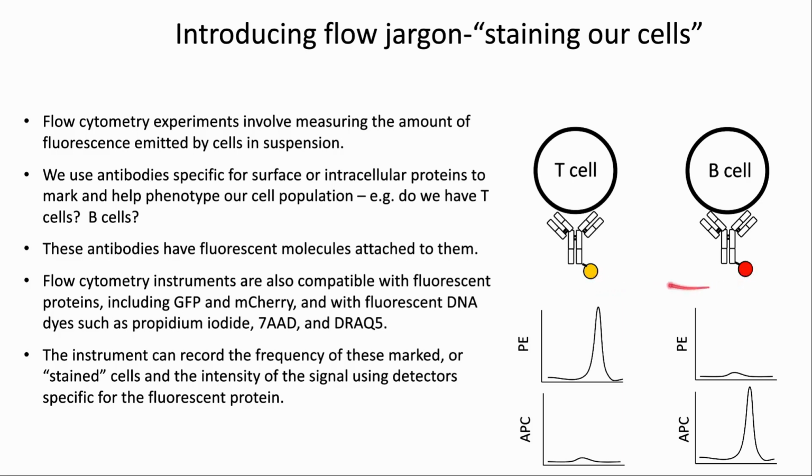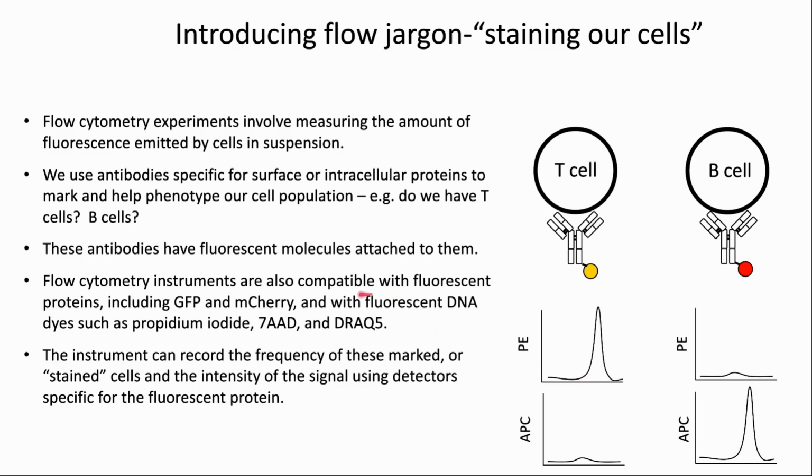In this case, the T cell marker has a PE fluorescent molecule attached to it, and this fluoresces in the PE channel, while we have a second antibody which targets a B cell surface marker, such as CD20. This second antibody has a red fluorescent marker attached to it, APC. This fluoresces in the APC channel.